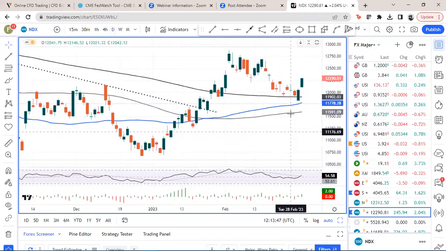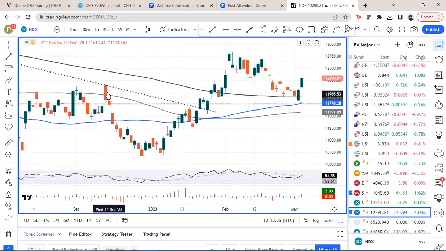And then if we go to the daily, you can see, yeah, strong bounce from the 200-day moving average at 11,902, and then pushing back above actually the December pivot highs, really. We're back to 12,500 potentially.